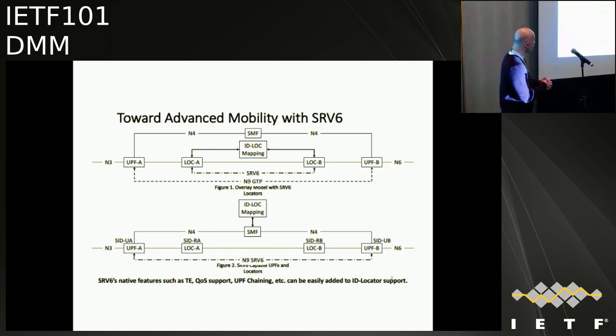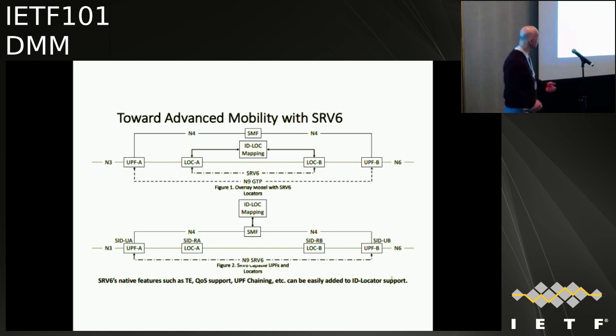So all these that I told you about can be achieved with SRv6 without making too many changes to the control plane. Now we want to go toward advanced mobility with SRv6, things like fixed mobile convergence. What we can do here is look into a mode of operation where we use some sort of ID-locator architecture in conjunction with SRv6 to provide advanced mobility and fixed mobile convergence.